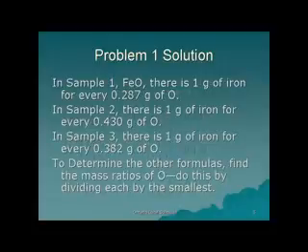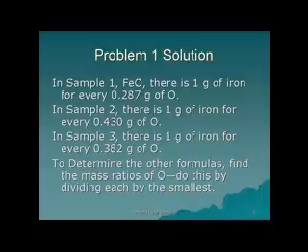So, re-emphasis. In sample 1, which we know to be FeO, there's 1 gram of iron for every 0.287 grams of oxygen. In sample 2, there is 1 gram of iron for every 0.430 grams of oxygen. And in sample 3, there is 1 gram of iron for every 0.382 grams of oxygen. Since their mass ratios vary, these are not the same compound. Samples 1, 2, and 3 are different from each other.